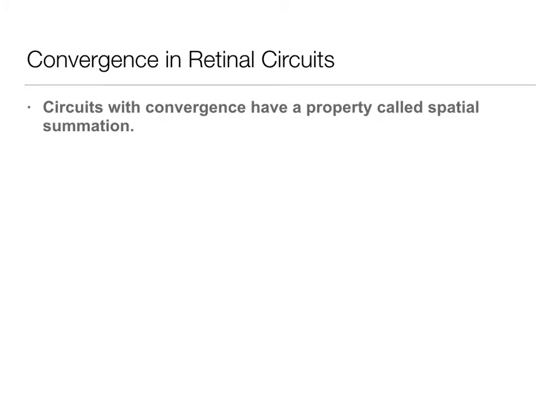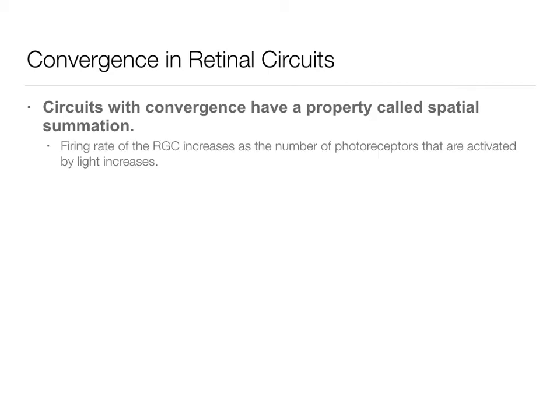Circuits that have this convergence also have a property that's called spatial summation. This is that the firing rate of that retinal ganglion cell increases, so it goes up, as the number of photoreceptors that are activated by light increases, okay? So if we have this many-to-one process, say we have 4 rods going into this one RGC, if all 4 of those rods are receiving light, that RGC is going to fire more than if only one of those rods was being stimulated.